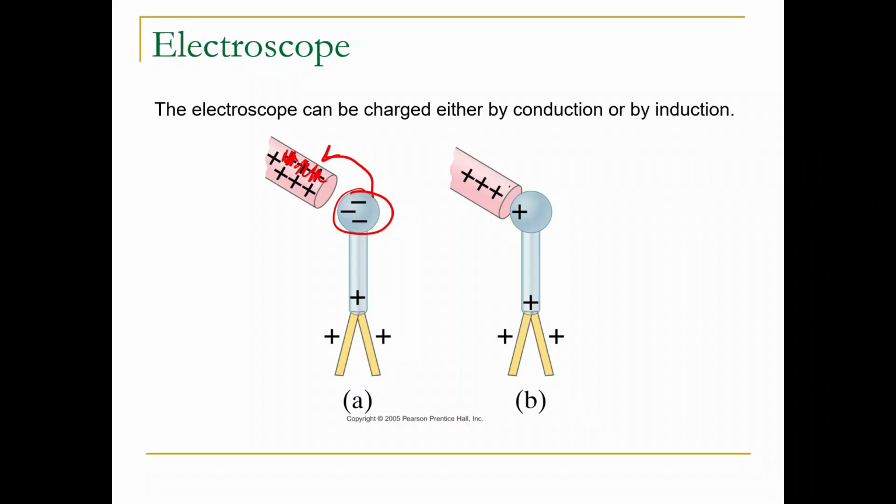So then if you were to remove this rod and take it away, our electroscope would have a net positive charge because the electrons were transferred to the conducting rod. And remember that conduction can only happen with conductors. Induction doesn't require contact, and it could be with either conductors or insulators. And then charging by friction requires insulators.